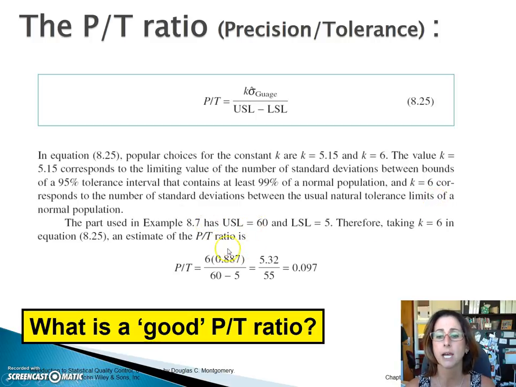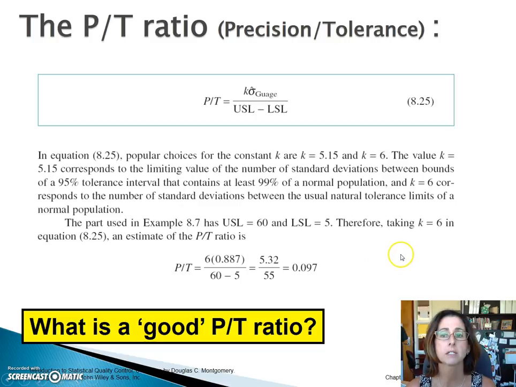So in the example we just had, you might remember we had a standard deviation of 0.887, calculated based off of the data that we had available to us. So 6 times 0.887 gives us 5.32. The specifications were given as 60 as the higher and 5 as the lower, and so divided by 55, that's a precision tolerance ratio of 0.097 or 9.7%. So is that good or bad?